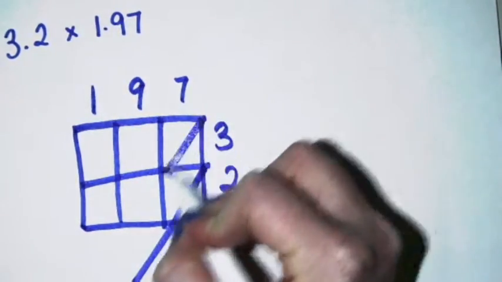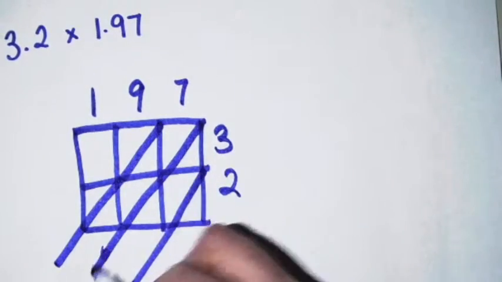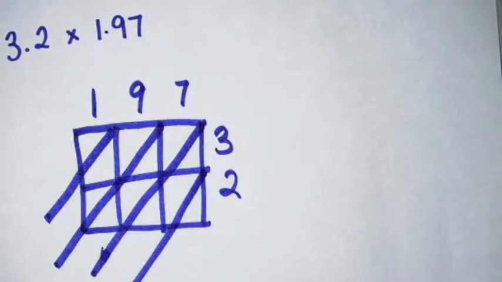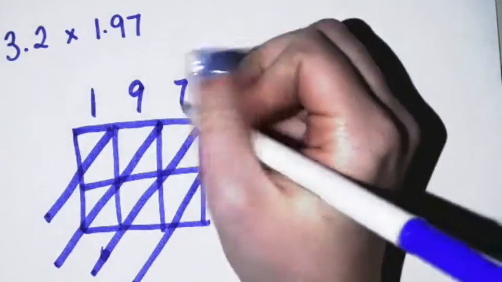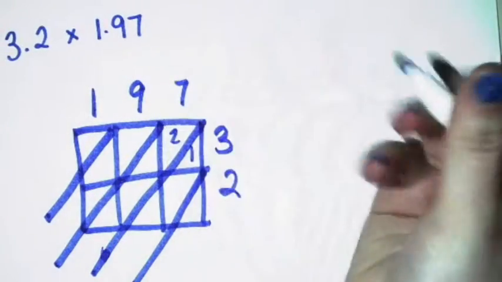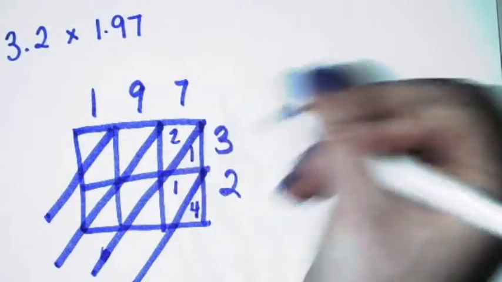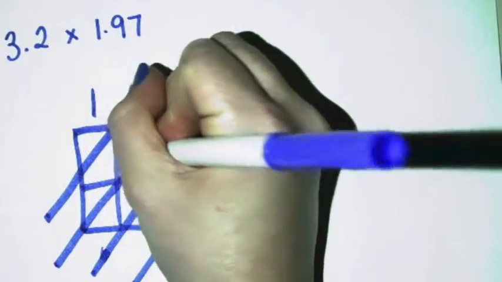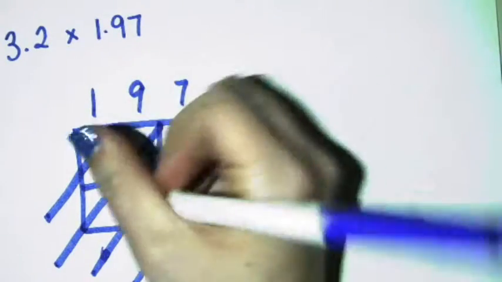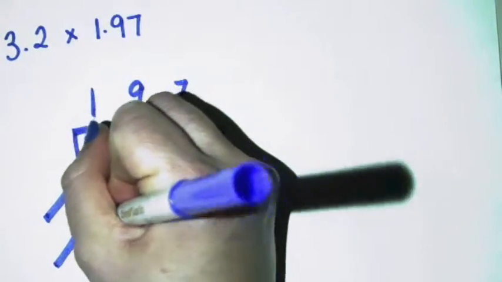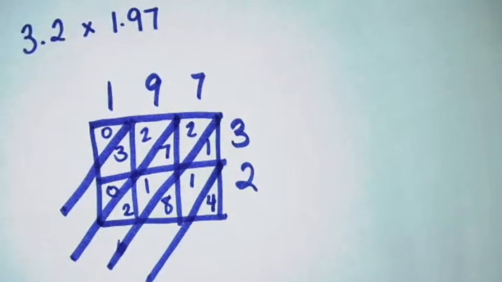So I'm going to make my lattice, okay? And now I'm going to multiply. I have 7 times 3, which is 21, 7 times 2, which is 14, 9 times 3, which is 27, 9 times 2, which is 18, 1 times 3, which is 3, 1 times 2, which is 2. Sorry if that was a little bit fast. I just want to get this over with.